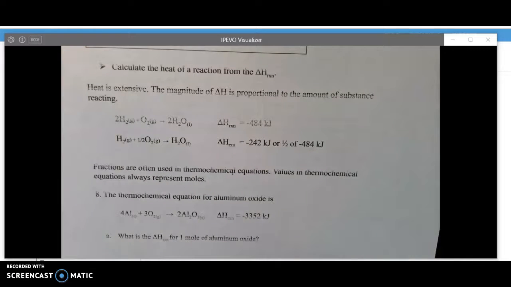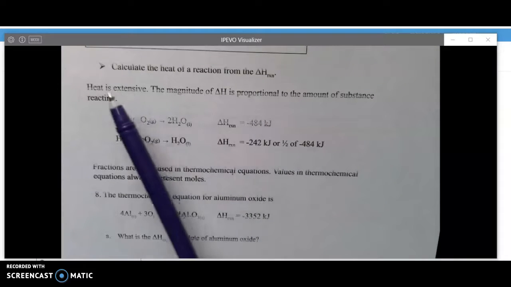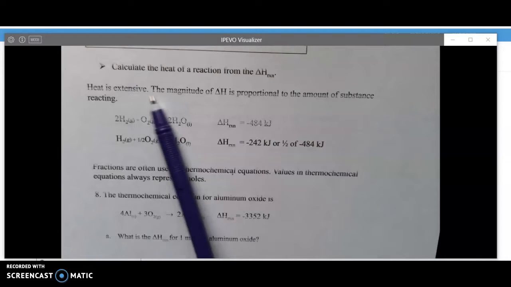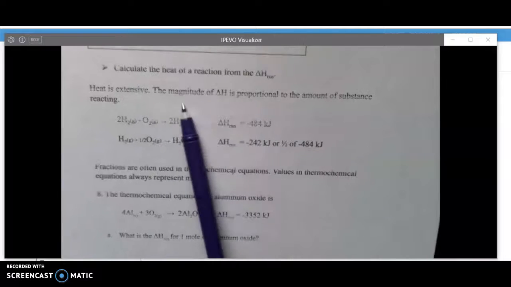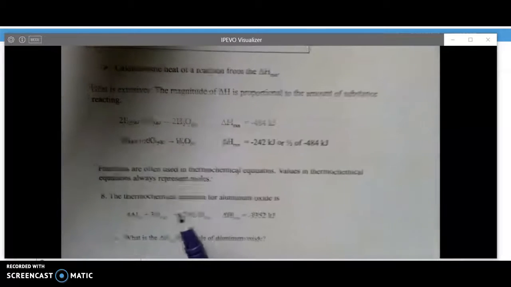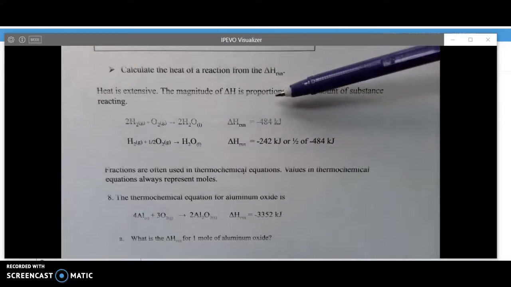All right. So you can calculate the heat of reaction from the delta H of reaction. So heat is extensive. So just like mass and volume, it's proportional to the amount of substance reacting. So if you have more stuff, the best example I can give you is burning wood. If I have a toothpick, I don't get as much heat out of a toothpick as I do burning an entire log. So that's that size relationship.